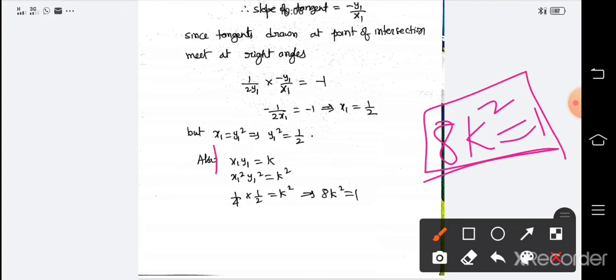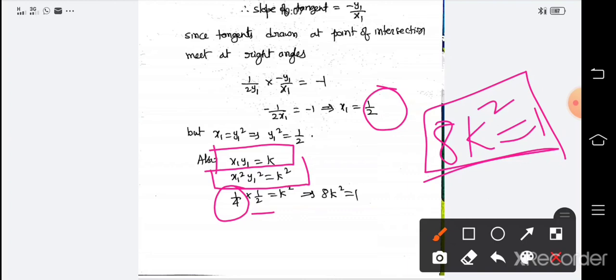See, I have taken x1 y1 is equal to k, the second equation, then squaring on both sides we get this one. So we know x1 square is 1 by 4, since x1 is equal to 1 by 2, and y1 square is 1 by 2, which we found just now. So that is equal to k square. Using simplification, 8k square is equal to 1, hence proved.